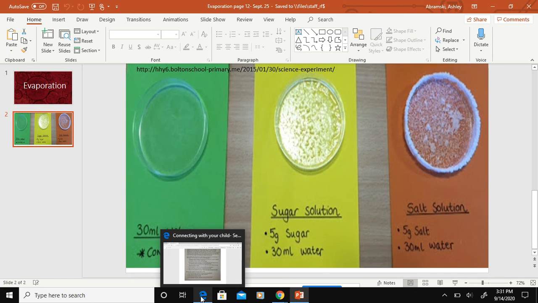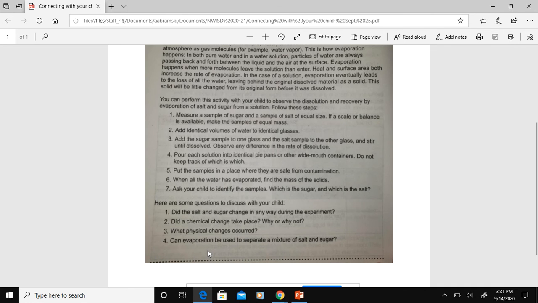So I'm going to have you go back into your book, and you'll go into Teams and answer those questions. In these questions, you need to really think about what you saw for your observation and what the results were, connecting with your child, for the results that we had for the salt and the sugar.